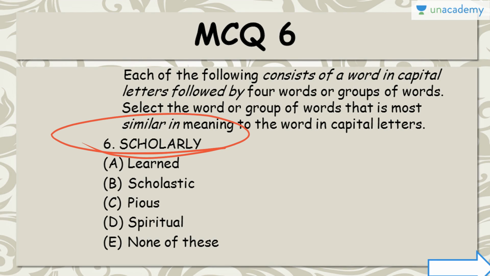For the rest of them, scholastic is something which is related to syllabus, something related to books in school. Pious is something which is pure. Spiritual is something which is related to divinity, something related to spirits. Not spirits in the ghost sense, but spirit as in your own spirit, that kind of spiritual thing.